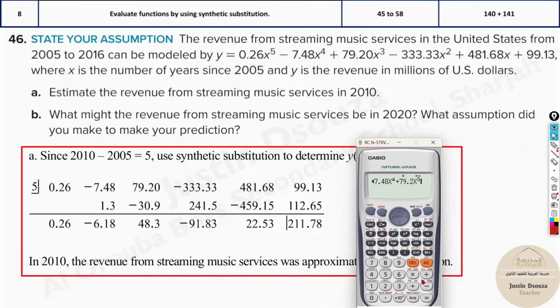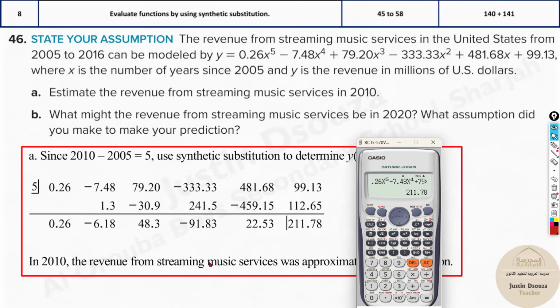Then we have got minus 333.33 x squared, it's 2, plus 481.68 x, that's it, no power, plus 99.13. Huge equation, but now you see the answer is just by pressing calc. And how many years are we solving for? 5 years, right? 5 years from 2005. So I'll type 5 equal to, the answer is 211.78.